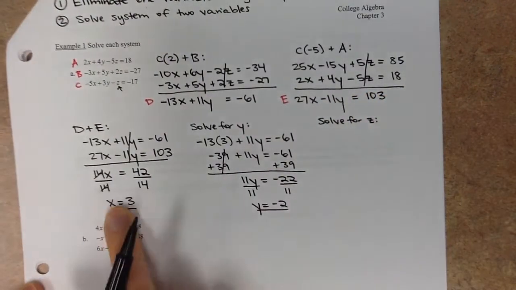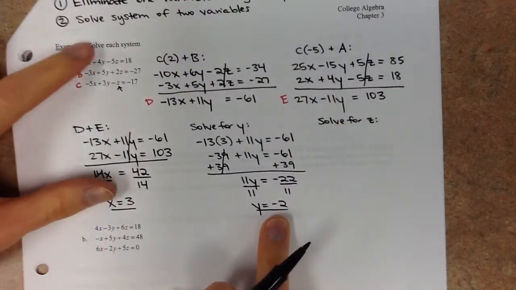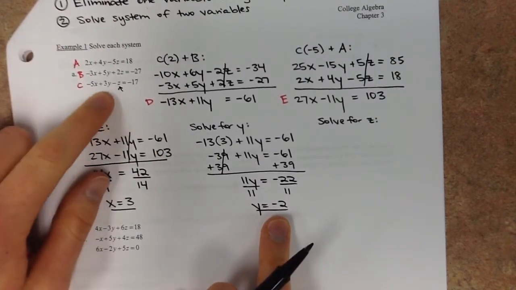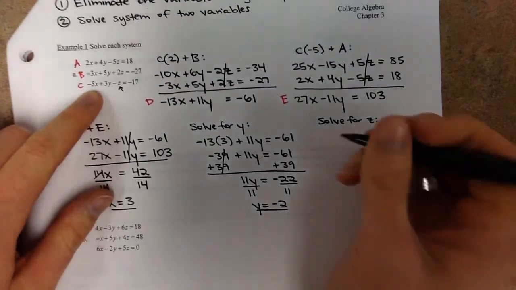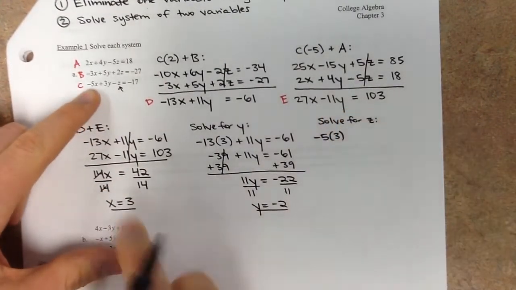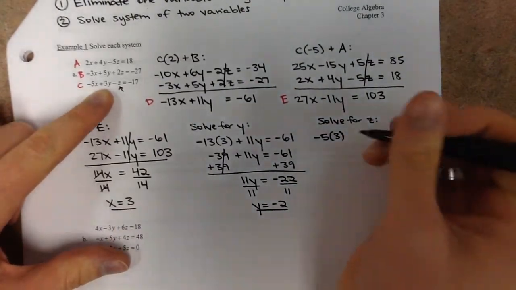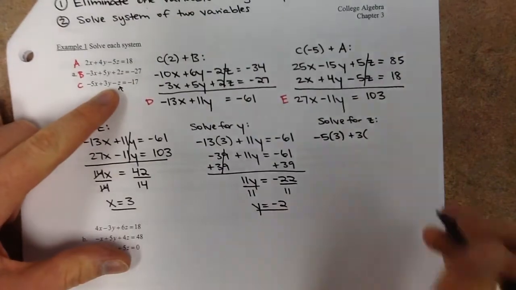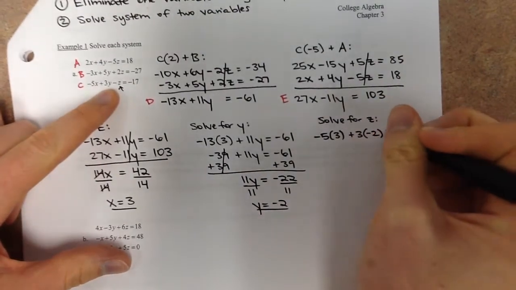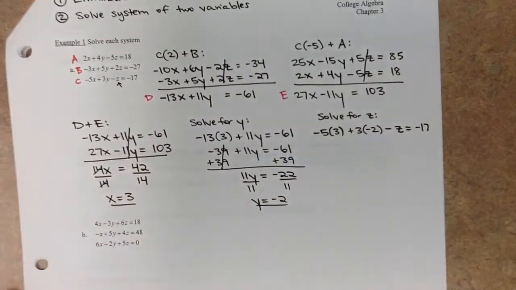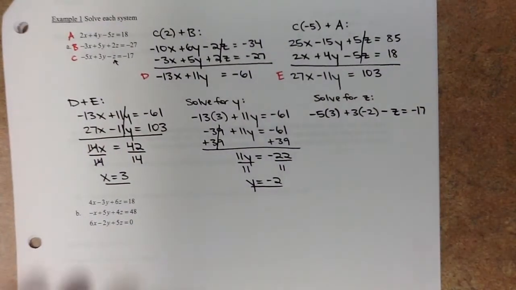Okay, so now I have 2 of my answers. Now I plug them into one of these, one of the equations that have 3 variables. I would go with the last one, just because the z is by itself. So negative 5 times x, instead of x, I plug in a 3, because that's my answer right here. And then plus 3 times y, but again, instead of y, I'm going to plug in the negative 2. Minus z equals a negative 17. So all I need to do is simplify this up, solve for z, and I am done.